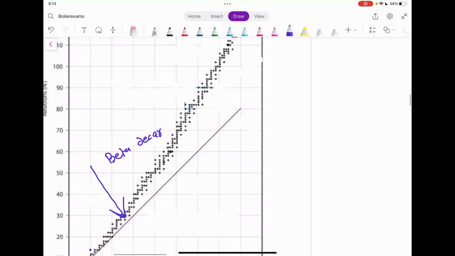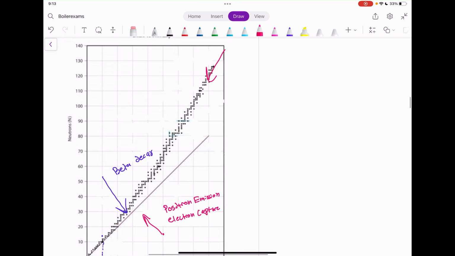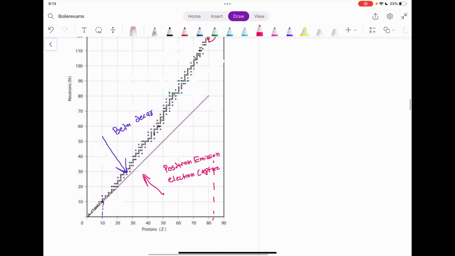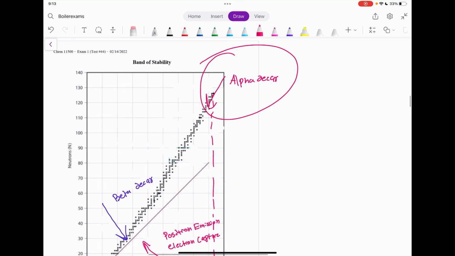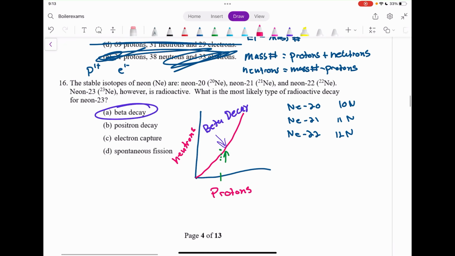If we were below the line, down here is where you do positron emission. How do you spell emission? Whatever. I've been doing this for a while. Electron capture. And then up in this region is, if you have too many protons, you do alpha decay. If you're really up high, anything above 83 protons, so like that line-ish, if you're up in this region up here, you're going to do alpha decay. So those are the general 3 rules. In the case of this problem, it's definitely 16A, beta decay.